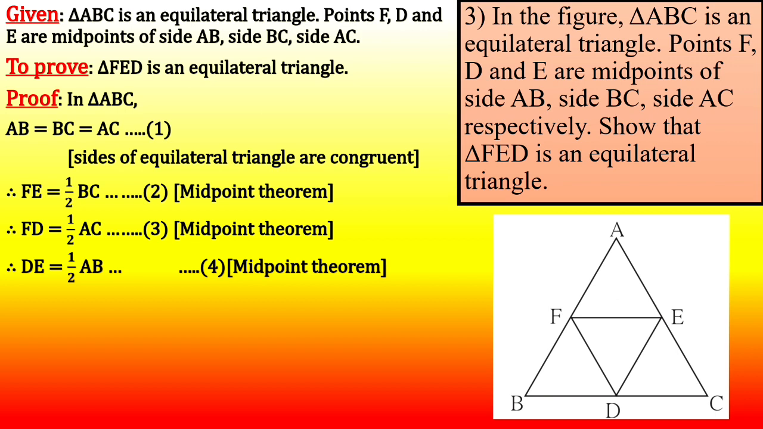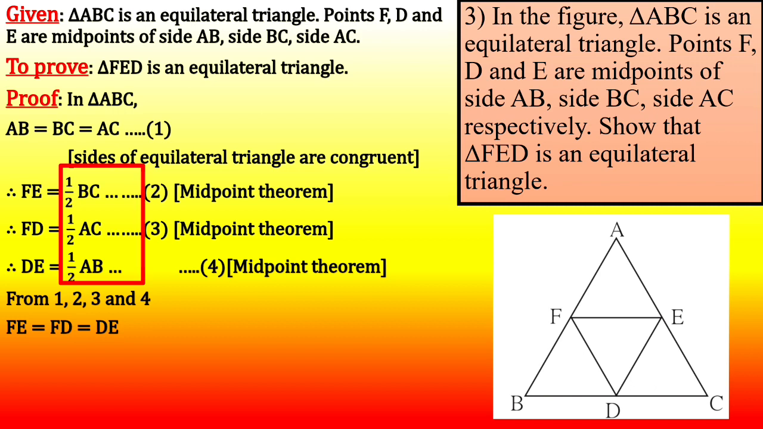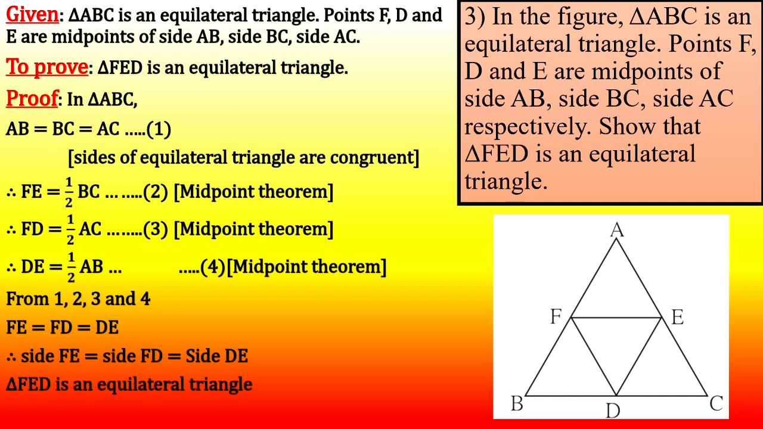So from the first, second, third and fourth, we understood that FE is equal to FD equal to DE. It means the right sides of the equations, BC, AC and AB, are equal. It means FE is equal to FD, FD is equal to DE. Understood? Okay. It means all the 3 sides are equal. So we can say triangle FED is an equilateral triangle. Here we have proved.